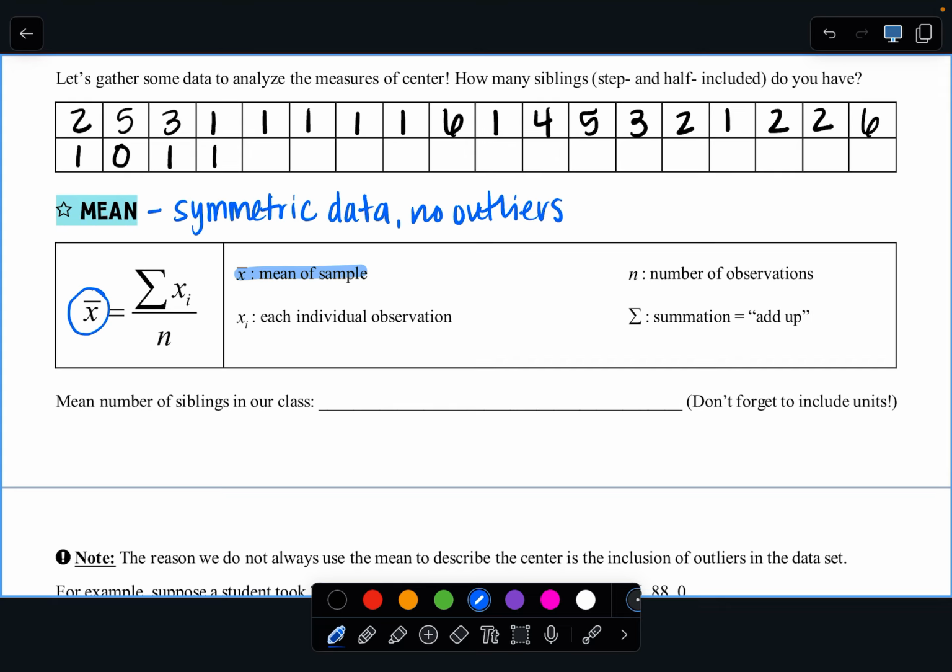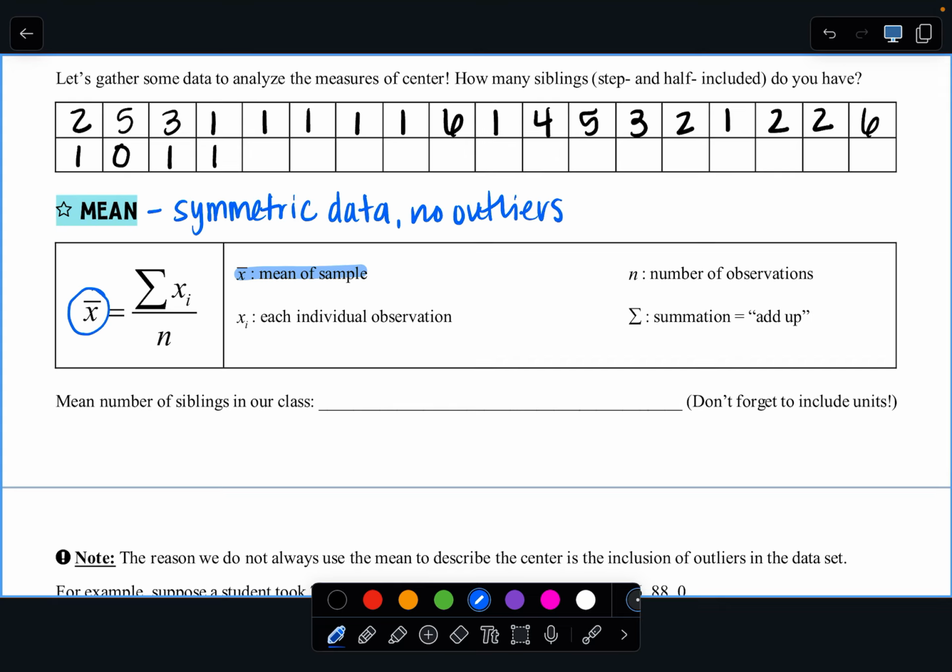So even if you don't want to go through and add them all up and divide in the main menu, sometimes it's faster to just type into the list, go straight down, and then run 1-Var Stats. It will always give you this information. This is usually what I will use if I have a large data set. If I have like 5 numbers, I'm probably just going to find the mean like I'm used to finding it: add them up, divide by 5. But anything over maybe 10, I'm most likely typing it into my calculator. So our mean is 2.27 siblings.